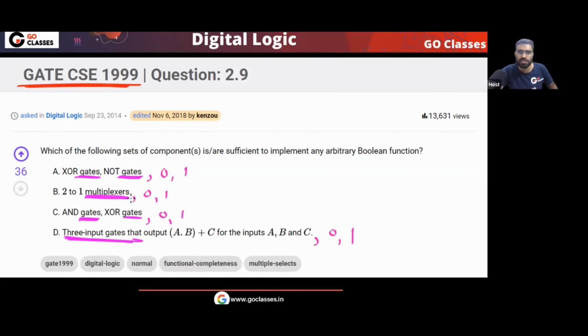Now you solve this question. Is this clear? Take 0, 1. 0, 1 are available to you. Now you solve this question. You will see the answer is B, C.